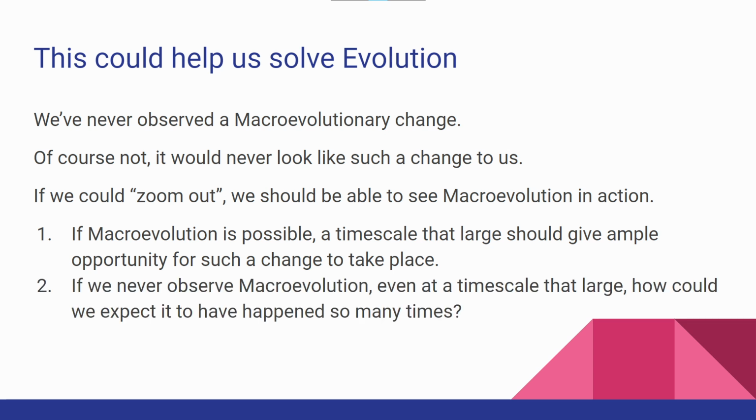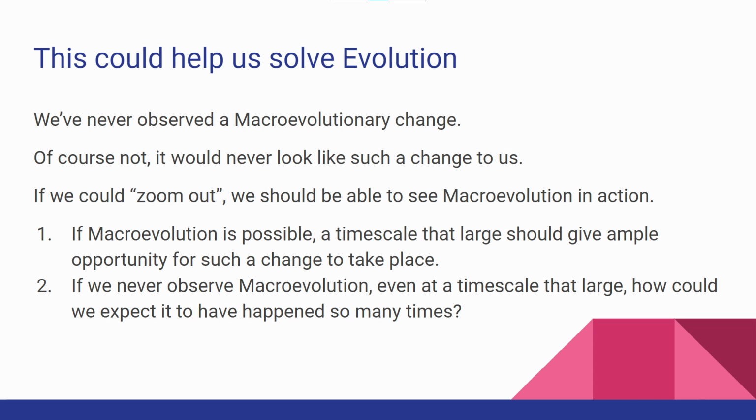And if we zoom that far out and observe 78 million years of equivalent human generations, and we never observe a single macroevolutionary change, that is a significant indication that it's not possible. Because if it never happens once in 78 million years of equivalent generations, how would we expect it to have happened so many times in actual evolutionary history?